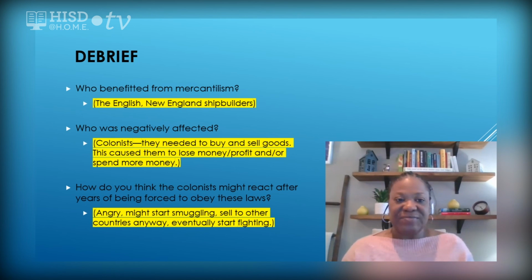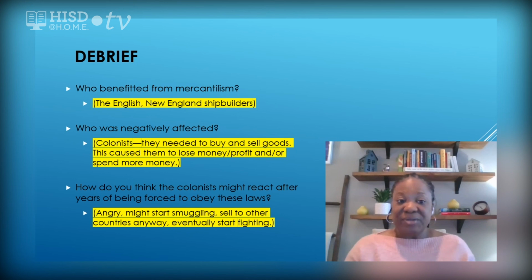Let's look at our next question. Who was negatively affected? So who had the most to lose here? Well, it was the colonists. They needed to buy and sell goods, and this caused them to lose money, to lose profit, and to spend more money. Remember, they could only trade with England. They didn't have any choices. A lot like the movie theater, you could only buy your popcorn from the movie theater. You are not allowed to buy it from any place else. That is a good example of how mercantilism works and how it worked during this time.